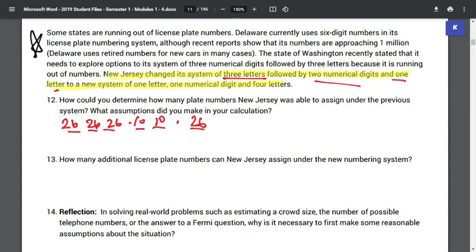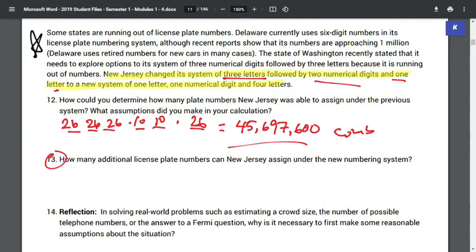So I'm simply just going to multiply all of those numbers together, and when I do that, I'm going to get a pretty large number of possibilities for that. So we can just type all of that into our calculator and get an answer. And when we do that, we get 45,697,600 combinations here. So under the old system, that's how many they had.